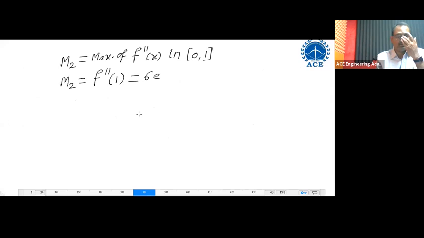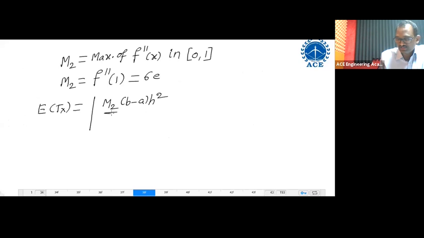Means the error term. Error term formula: M2 into b minus a into h square by 12.